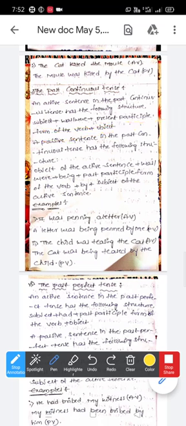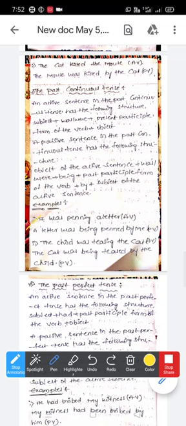And next the passive structure: a passive sentence in the past continuous tense has the following structure: object of the active sentence plus was/were plus being plus past participle form of the verb plus by plus subject of the active sentence. Then we are going to examples.